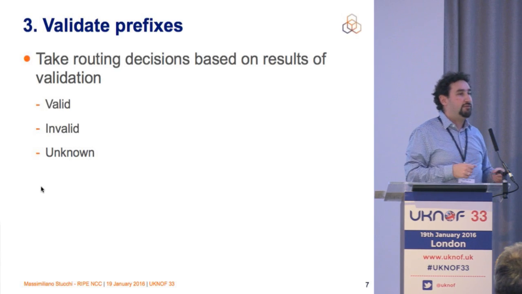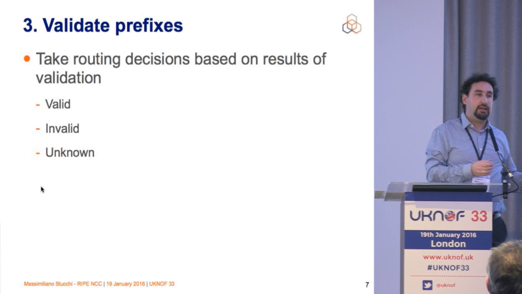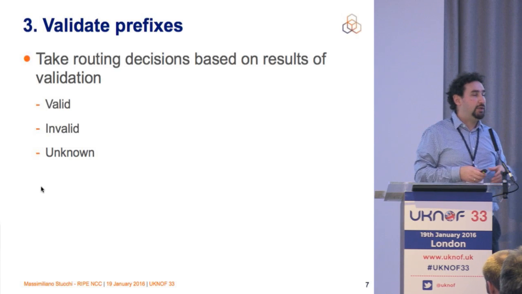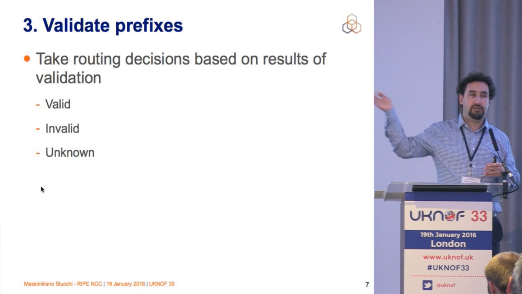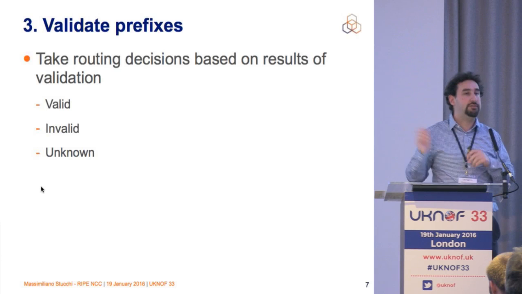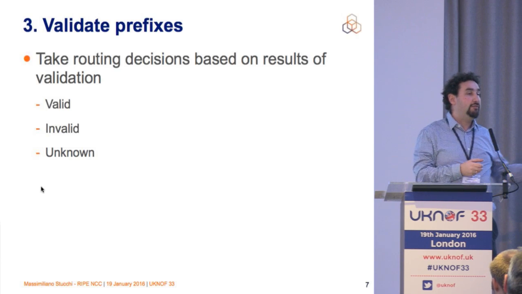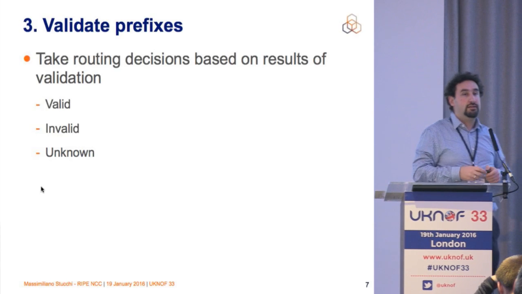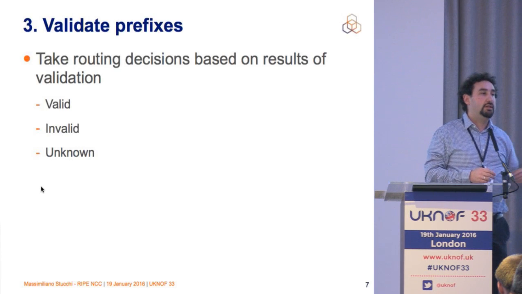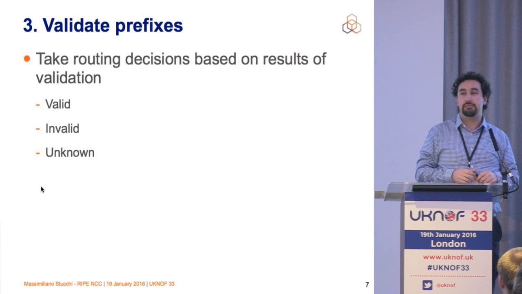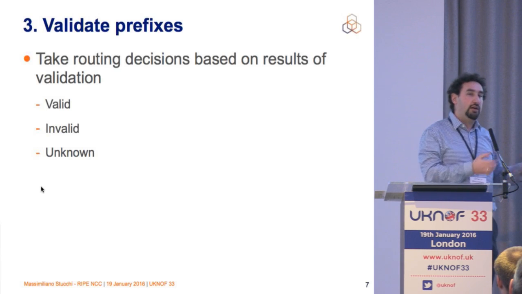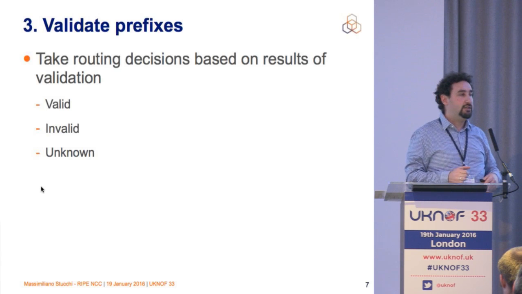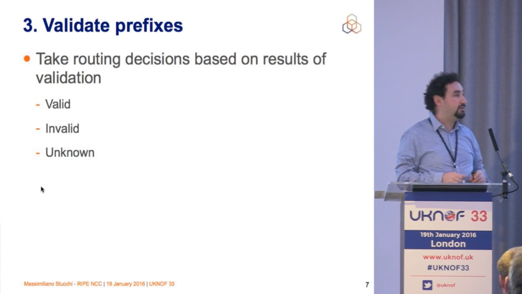Perfect. If I get an announcement that has a good originating AS, good prefix, but a different max size, where the size of my announcement is out of the maximum size I have in my ROA, then that's deemed invalid. And I can take different routing decisions based on that. I can write some parts in my configuration that say, do something different. Give it a different local preference. We'll see that in a second.